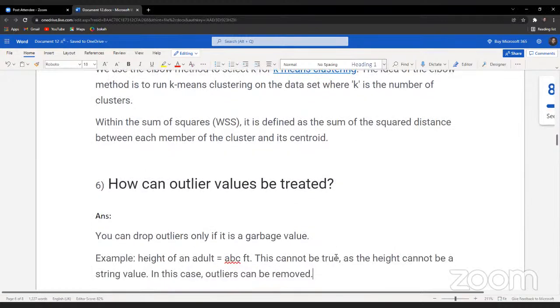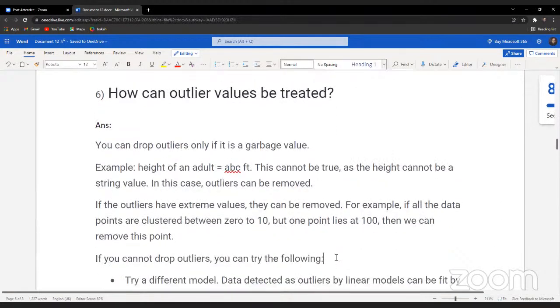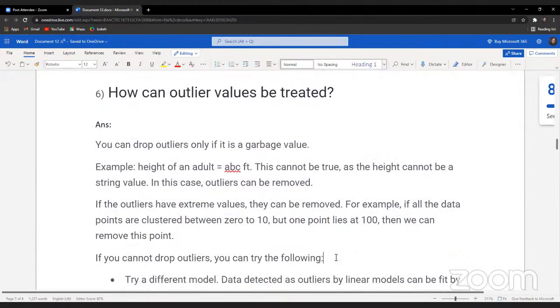Now, as we're looking into this, how can outlier values be treated? You can drop the outlier values if it is a garbage value, which is not usual to us. Example: suppose the height of an adult is ABC feet. This cannot be true as the height cannot be a string value, right? In this case, the outlier can be removed.